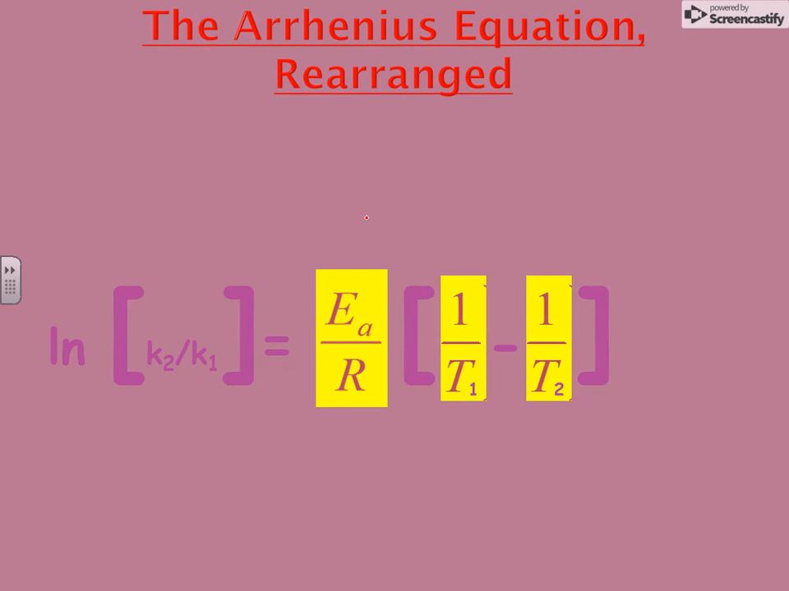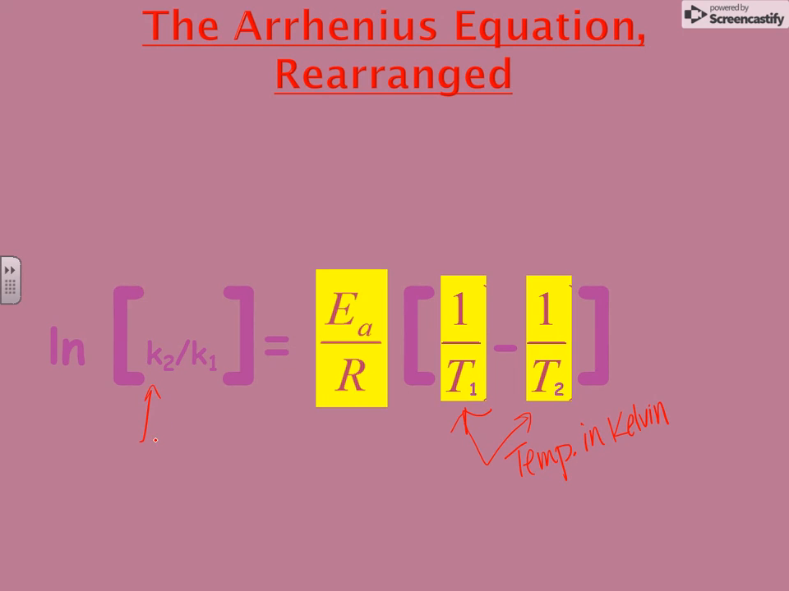Now, the Arrhenius equation rearranged looks like this. The natural log of K2 divided by K1 equals the activation energy divided by the R times 1 over T1 minus 1 over T2. Now the capital T's mean temperature. And the temperature does have to be in Kelvin.